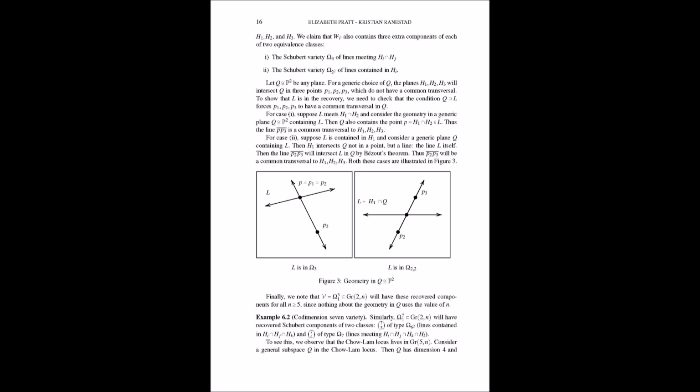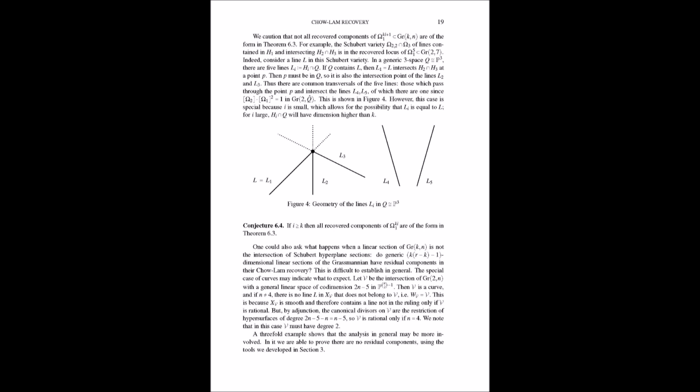Precisely. Now, what they prove is that the recovered variety for this threefold contains 6 additional components. 6 extra pieces. Yes. 3 of these components are Schubert varieties of a specific type, representing lines that intersect the intersection of 2 of the original planes. So instead of intersecting all 3 planes, these lines only intersect 2. That's right. And the other 3 components are also Schubert varieties, but of a different type. They represent lines that are entirely contained within one of the original planes.